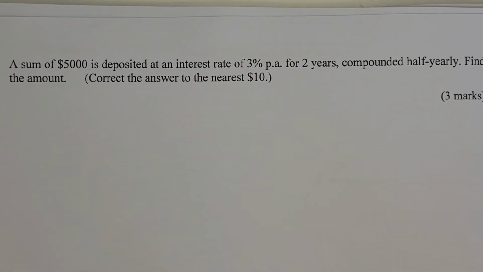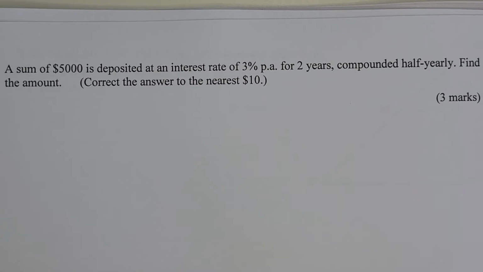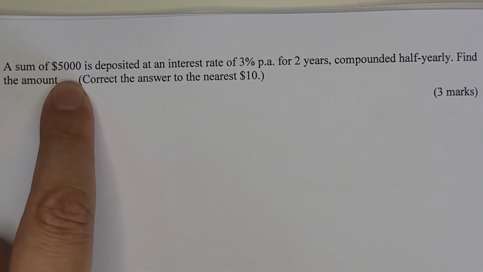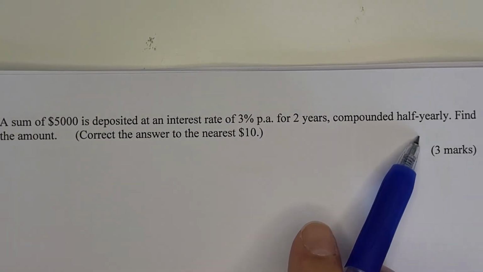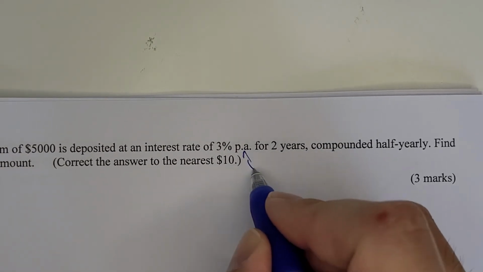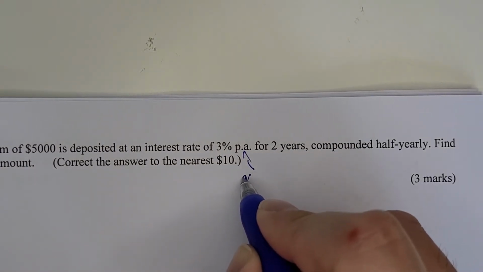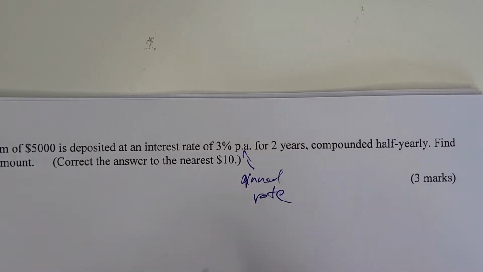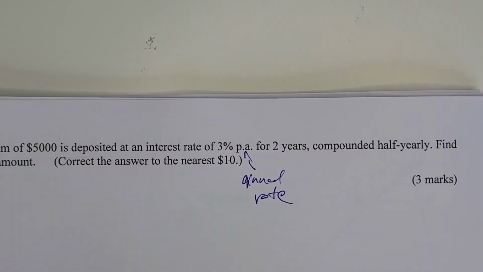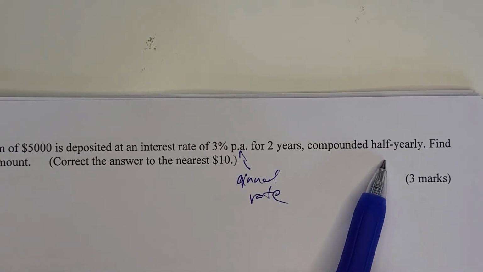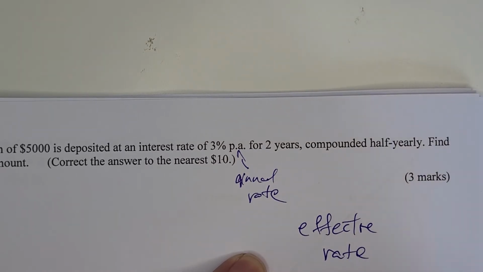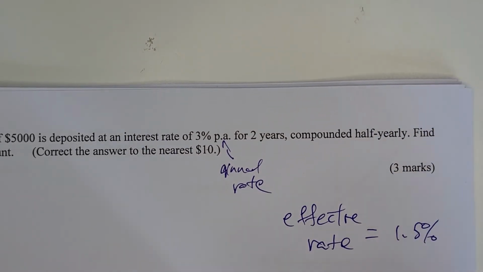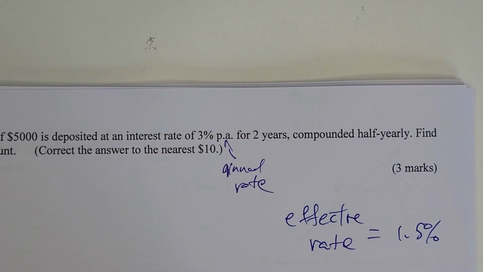And move to question number 3. This question is about percentage compound interest. A sum of 5,000 is deposited at an interest rate of 3% per annum for 2 years, compounded half yearly. This p.a. means annual rate, 1 year 3%, but it is compounded half yearly. So actually the effective rate is 1.5%, just 3% divided by 2, okay?